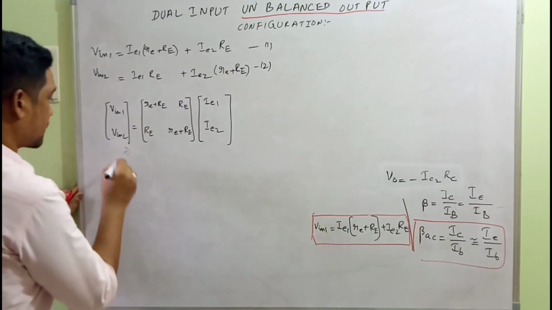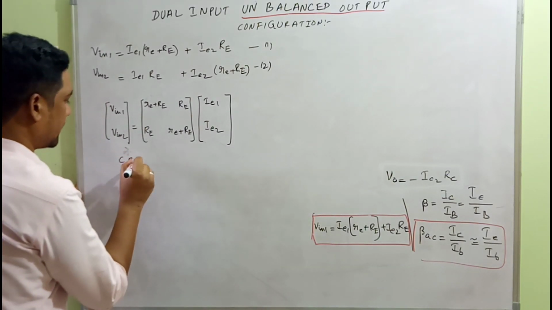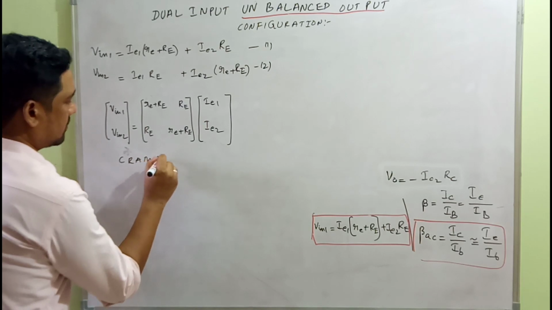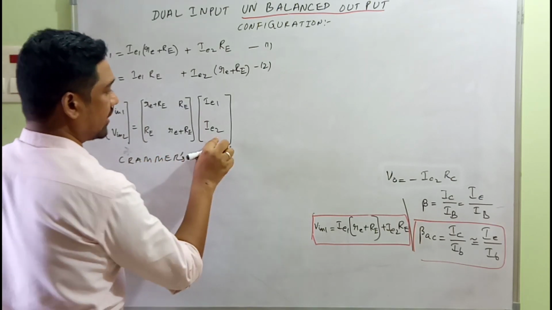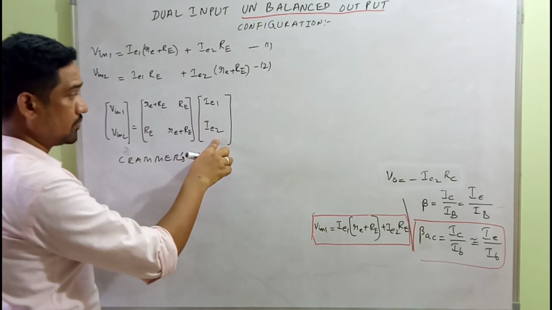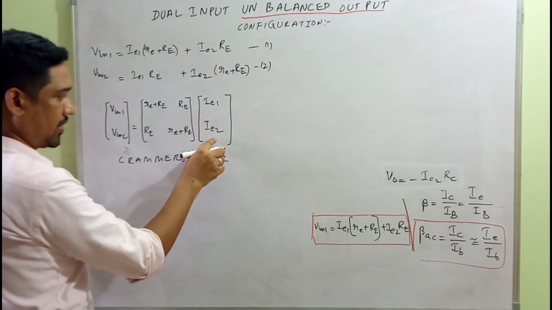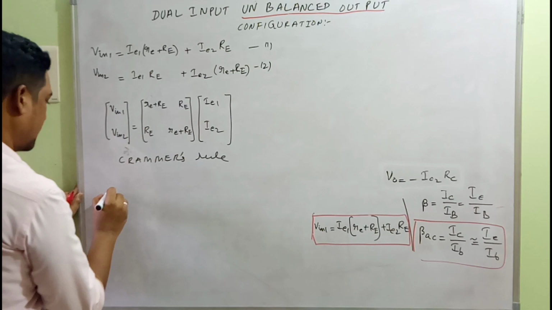Making use of Cramer's rule. So what does Cramer's rule help us? Cramer's rule to evaluate IE2. Yeah, you evaluate for IE1, I will evaluate for IE2. So how to evaluate for IE2?